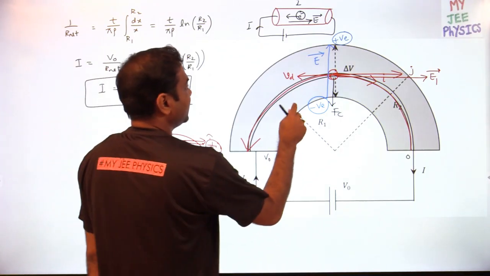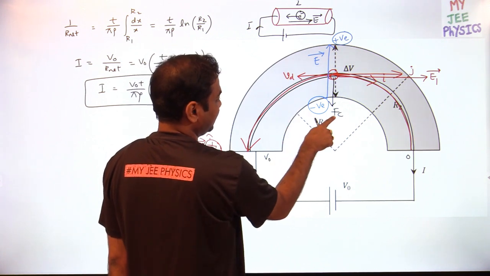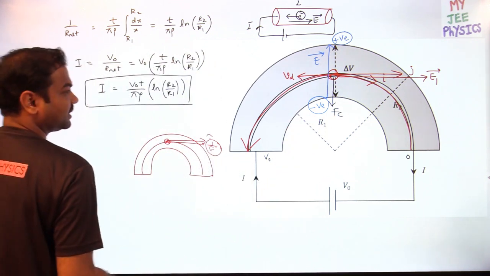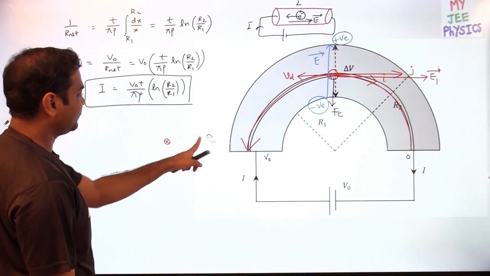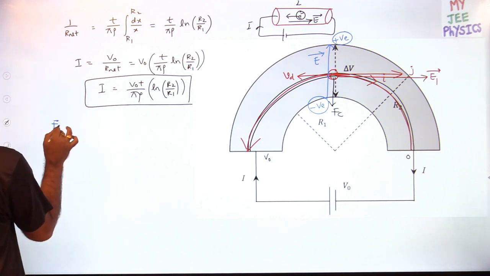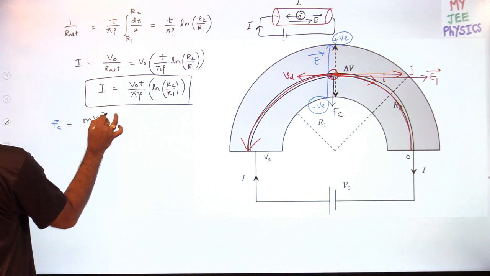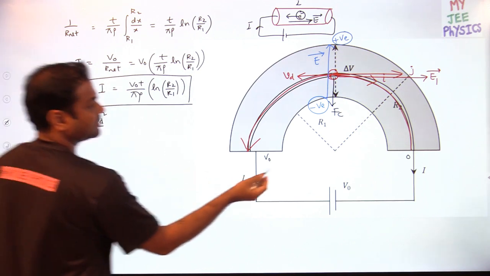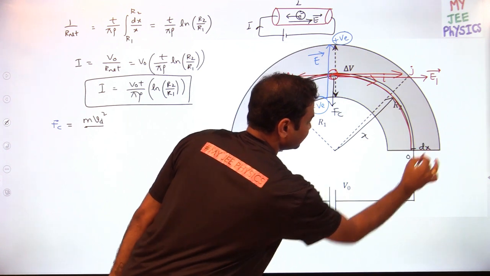Let us see. Now I will find out the current value. Here I require the drift velocity, and the centripetal force is there. So I will go with the centripetal force logic first. Just writing, the centripetal force is equal to m into drift velocity square by some x. This is x and this thickness is dx.